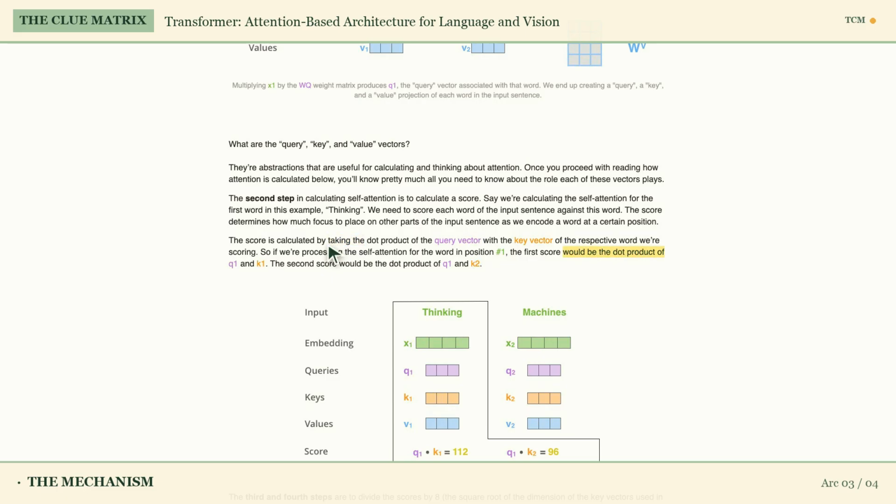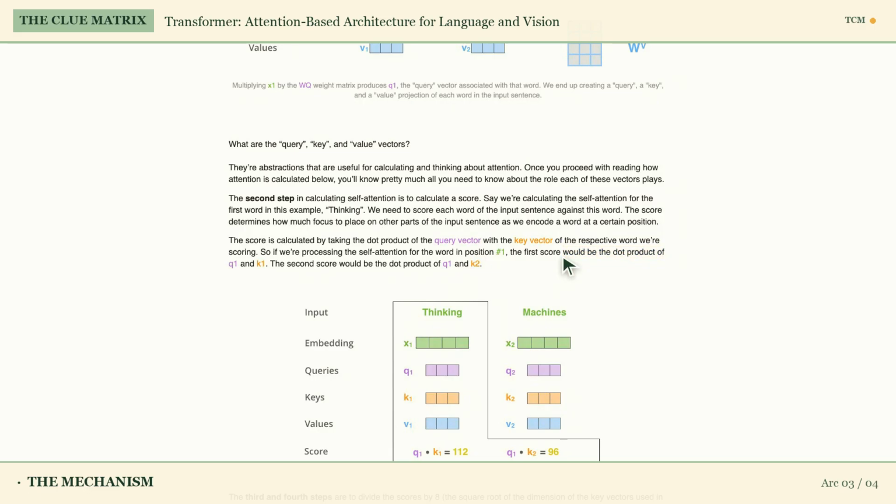If we're processing "thinking", Q1, we get scores by taking Q1·K1, Q1·K2, and so on for every other word in the sentence. So every word gets a set of scores, one for its relevance to every other word. Yes, this matrix of scores captures all the pairwise relevance relationships.